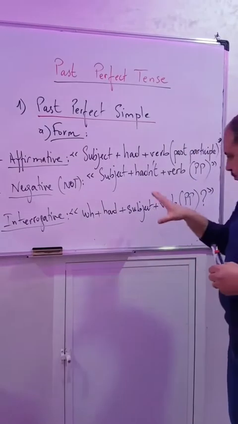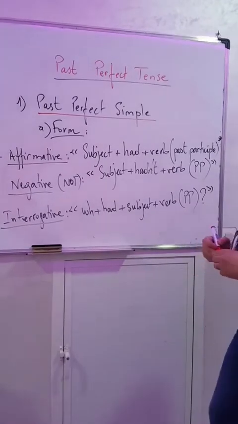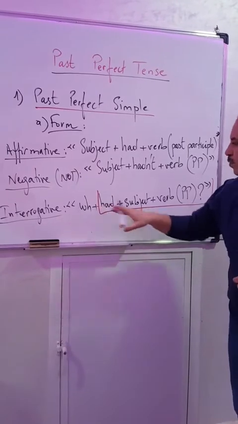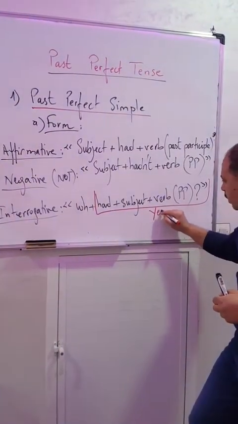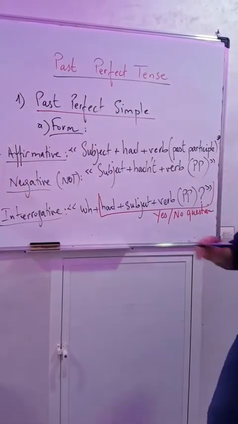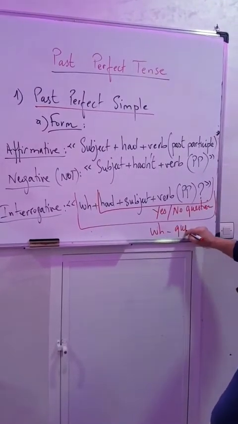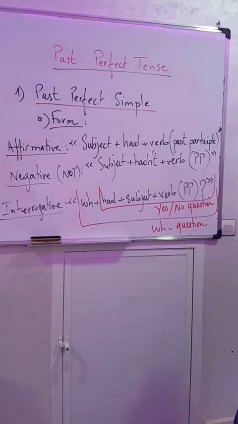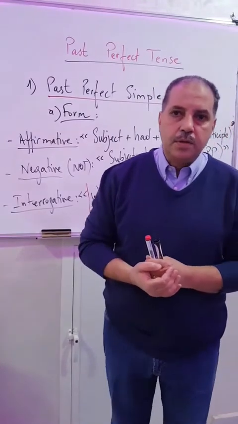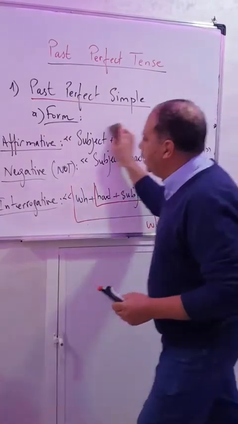Now please let me tell you something about this interrogative structure. We can do two things here. If we start from the auxiliary, we are talking about a yes-no question. And if we start from here, we are talking about a WH question. We know what is meant by a yes-no question: a question in which we answer by yes or no.